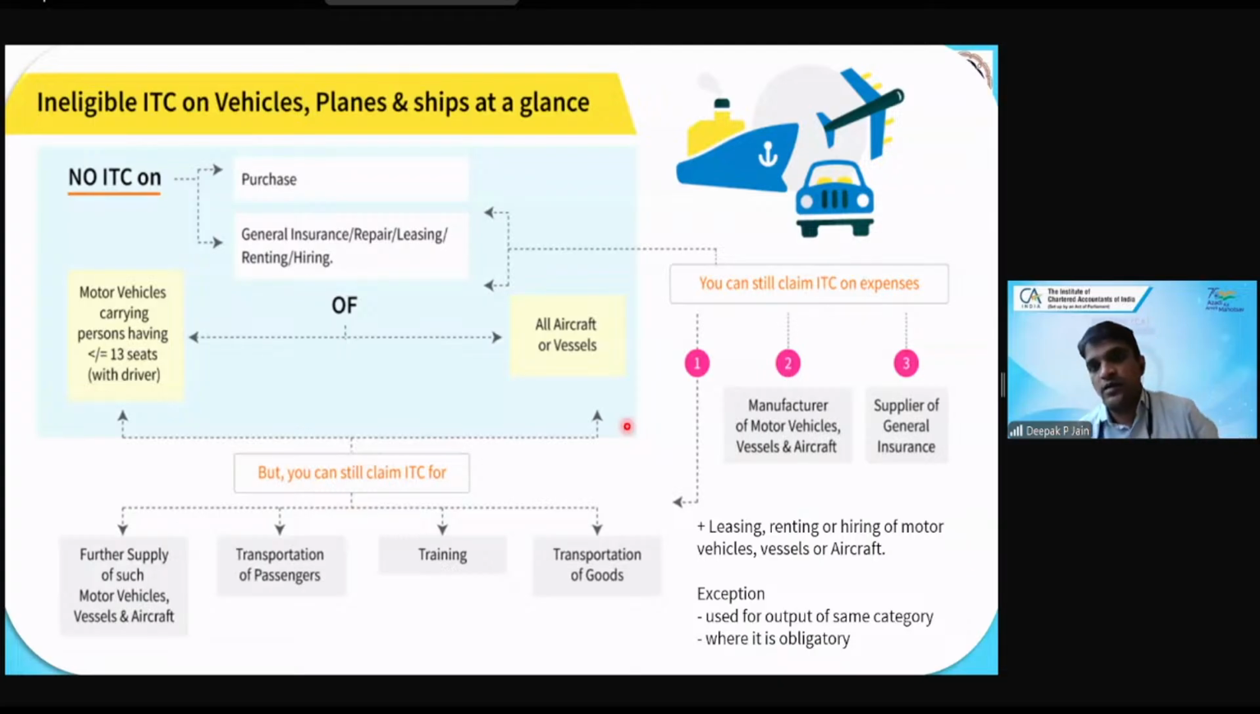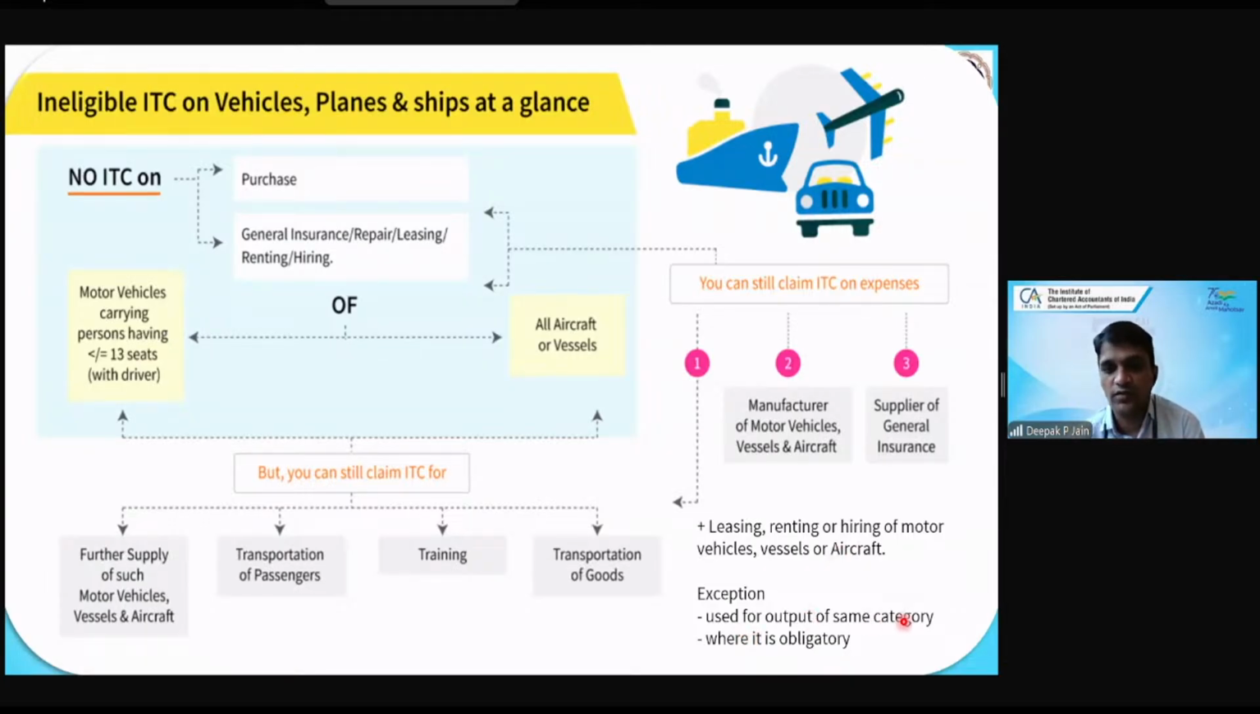Got it? You can still claim the credit on expenses of manufacture of motor vehicles. So a manufacturer will get it if you are into these five exceptions. And supplier of general insurance: a supplier of general insurance who takes insurance from another company will get the credit. Insurance of motor vehicles is also blocked. So purchase is blocked, insurance is blocked, repair is blocked. In India people always find some workaround, but no, on all of these you will not get credit. If it is on motor vehicles, then no.